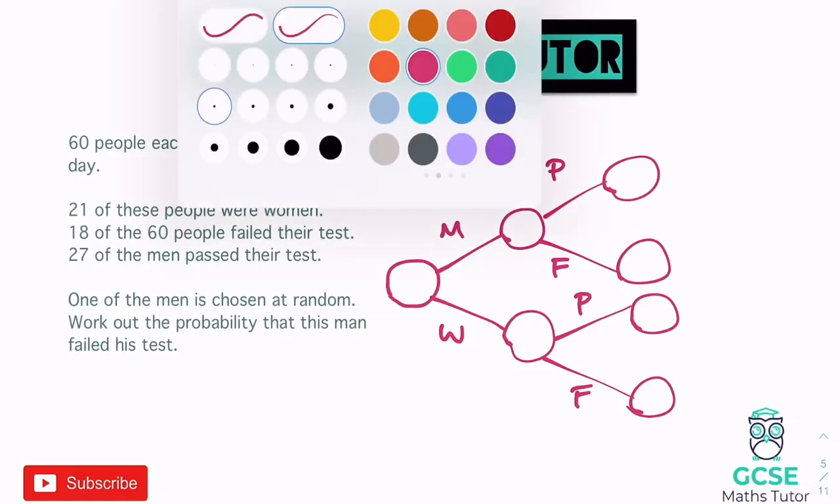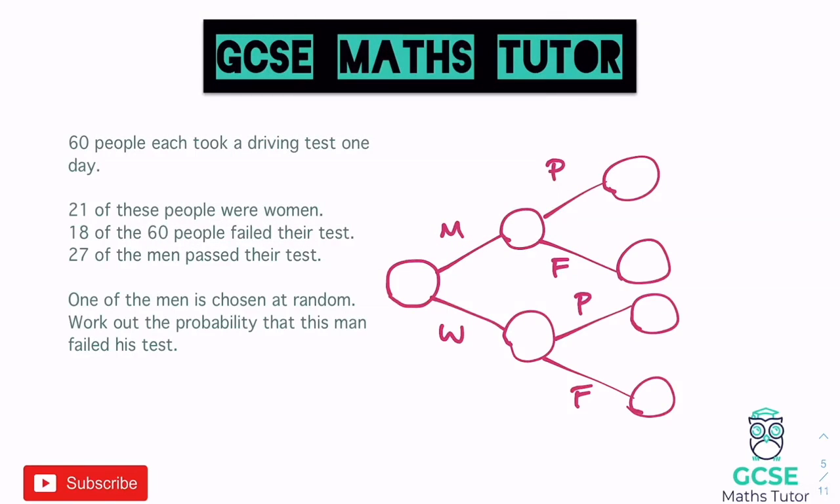So if we go about filling in the information we've got, then we've got 60 people took a driving test, so 60 at the start. 21 were women, so 21 down here. 18 of the 60 people failed their test. So let's have a look. 18 of the 60 people failed their test.